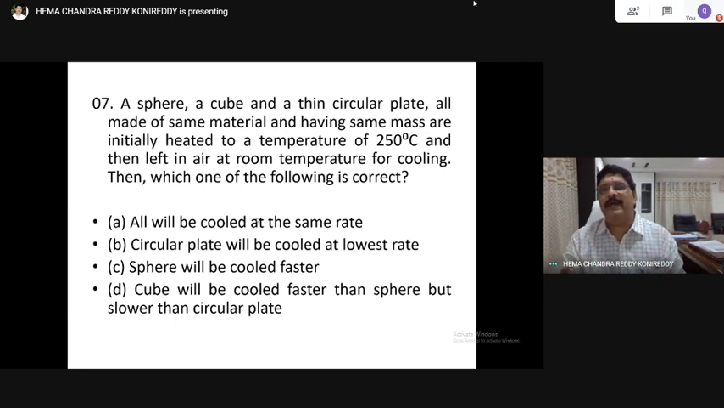Whichever has the higher area, so the cube will be cooled faster, because the cube has a higher surface area for the same volume as compared to a cylinder or a circular plate. Among the three, the sphere will have the lowest surface area. So therefore, the cube will be cooled faster, because the cube has 6 faces. Then the circular plate, but the sphere will have the lowest.